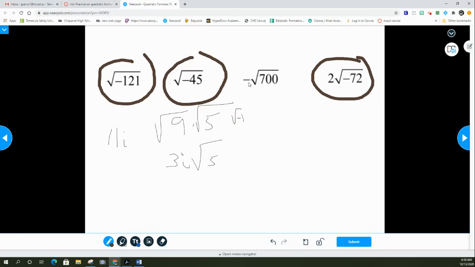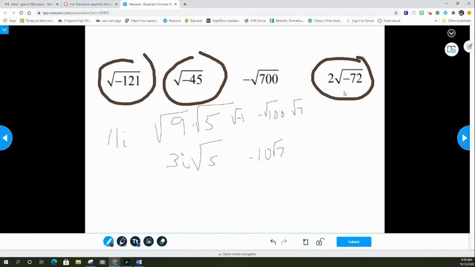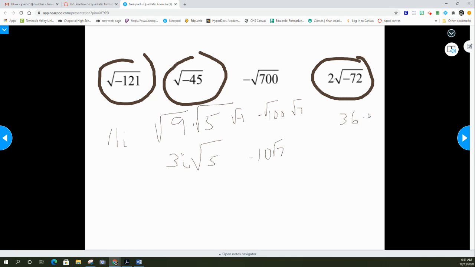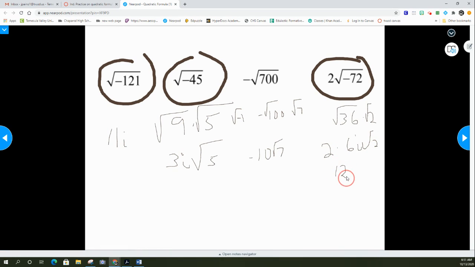Okay, negative square root of 700. So the negative's on the outside. This is 100 times 7. So the square root of 100 is 10, so it's just -10 rad 7. Notice there's no i in this problem because there's no negative on the inside. 72 is 36 times 2. The square root of 36 is 6, so this would be 6i rad 2, but there's already a 2 out in front. So it's 2 times 6i rad 2, and so that'll just be 12i rad 2.